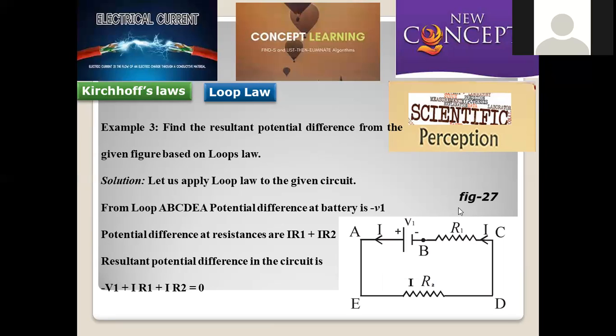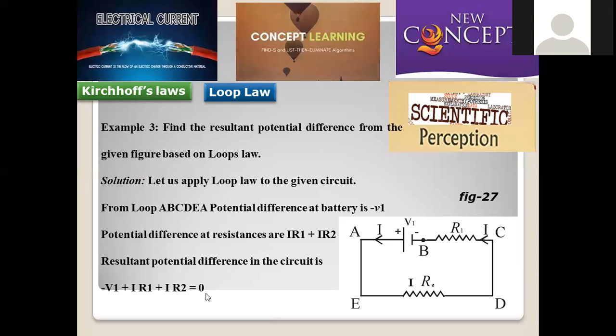Now, at this resistor R1, what will be the potential difference? I into R1. At this resistor R2, the potential difference is taken as I into R2. Now, what do we have to take? We have to take the algebraic sum of all these potentials, right? So that is called the total potential difference. Total potential difference is equal to IR1 plus IR2 minus V1. Ultimately, the value will become 0.